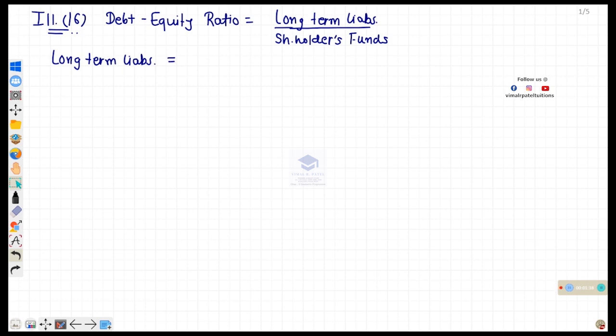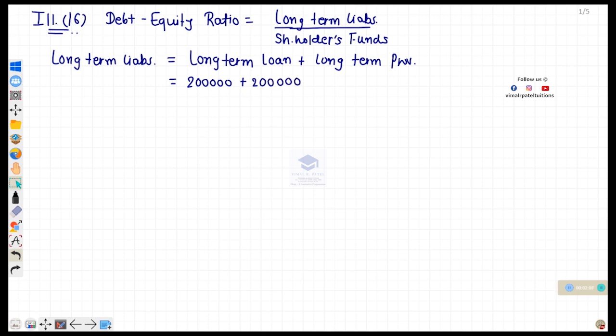So in this particular sum, long-term liability includes long-term loan and long-term provision. That is 2 lakh plus 2 lakh equal to 4 lakh.